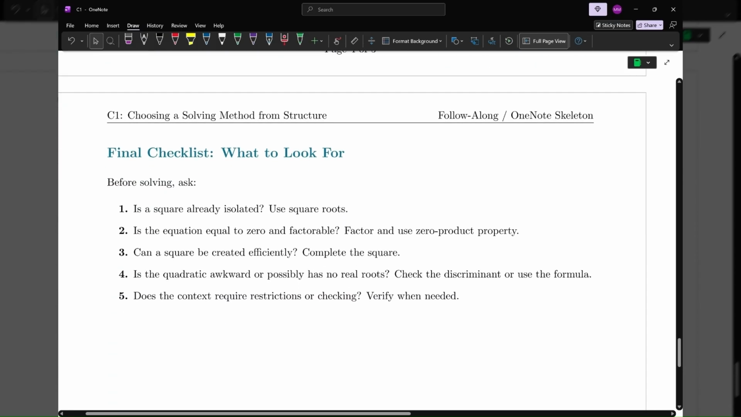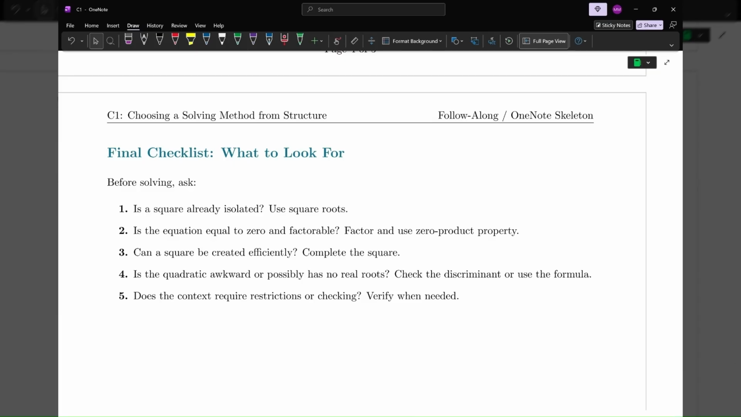So final checklist for you to review as you're reviewing this video. So again, we are looking to be efficient in our math here. So before solving these quadratics, anywhere you see a quadratic, whether it's in this unit, later on, or in another course, we want to ask ourselves, 1, is the square isolated? If so, just follow the structure. Don't make more work for yourself. Number 2, is the equation equal to 0 and factorable? If so, factor and use the 0 principle. 3, could you really quickly create a square? If so, complete the square and then go back to 1.